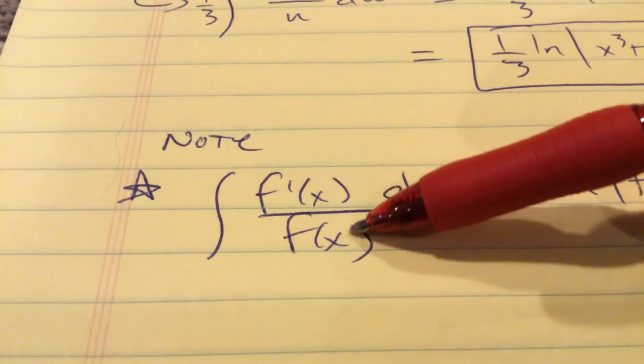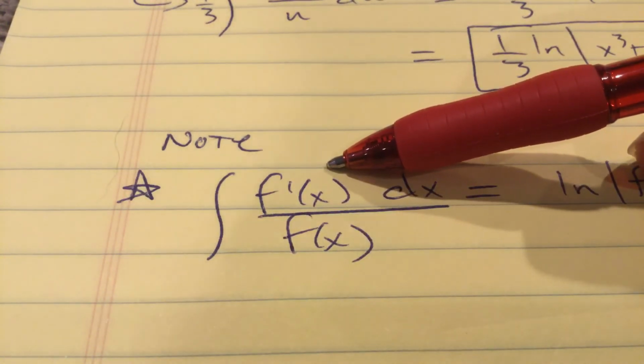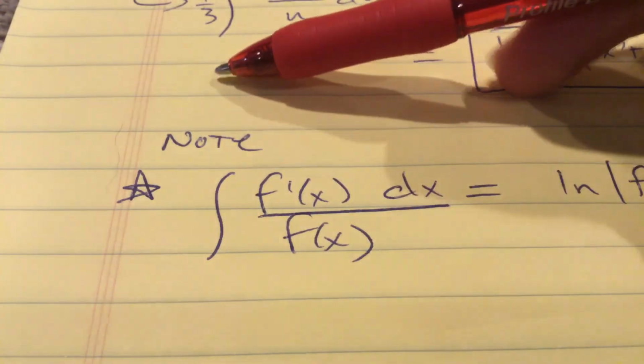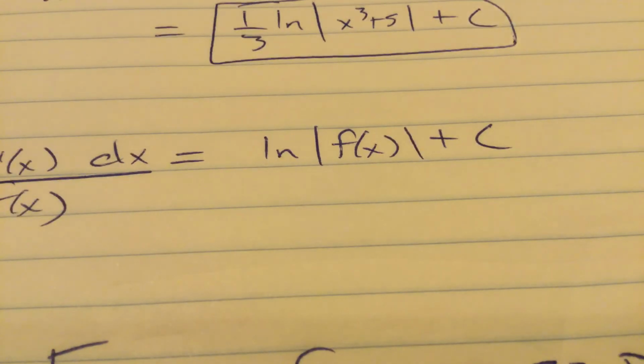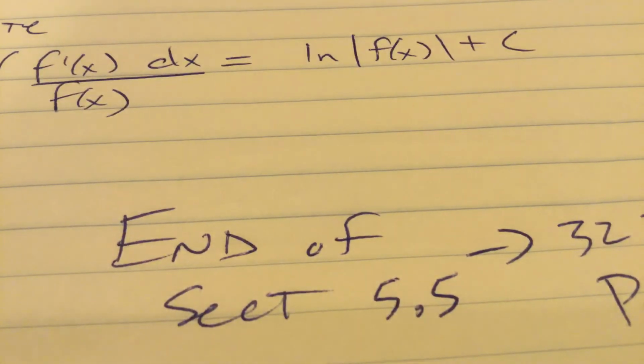Note, folks, we've seen this a bunch. If at the bottom you have some f of x and the top is the derivative of that, which again could be like a third of the derivative or like a negative 1/2, you'll always have this. You've seen that a bunch. Anyway, that's just something to note.